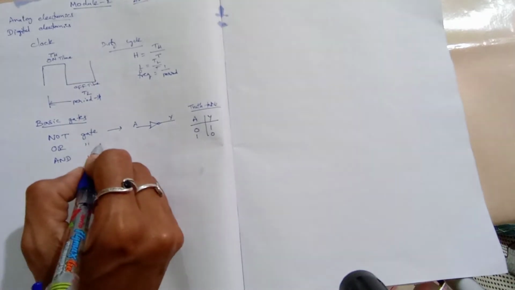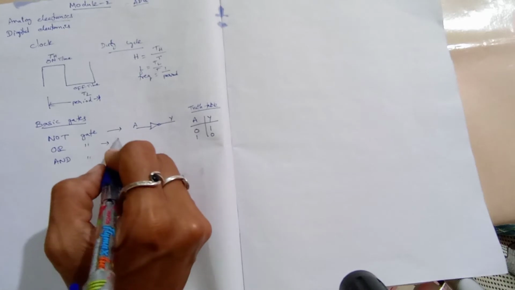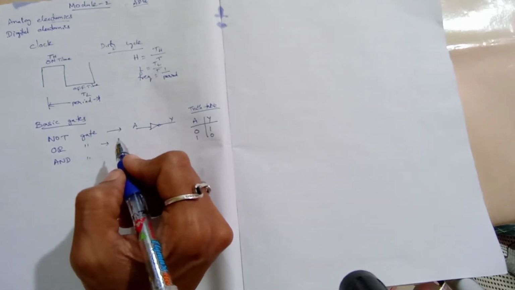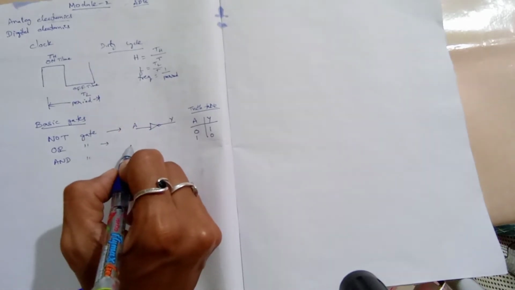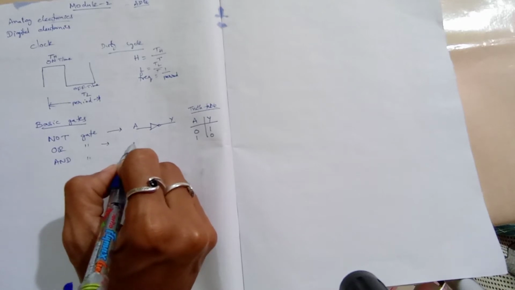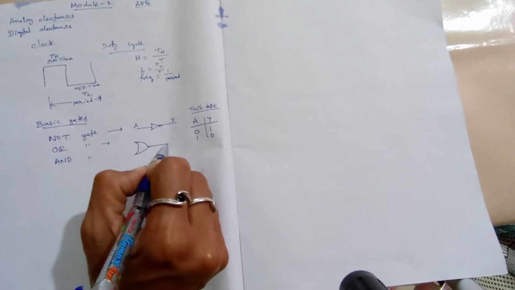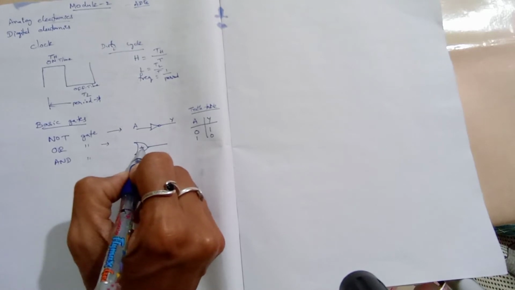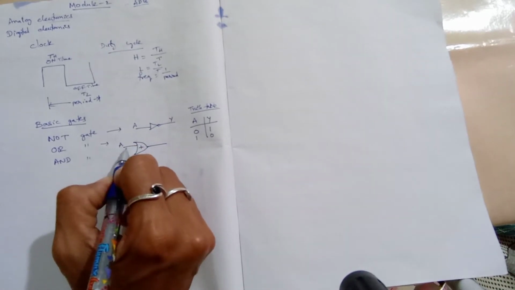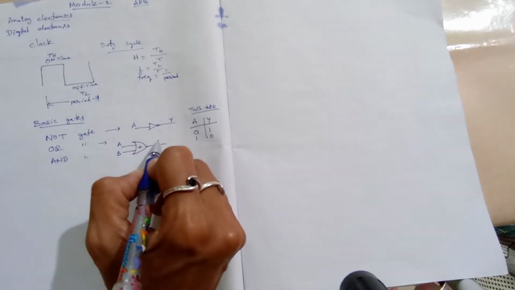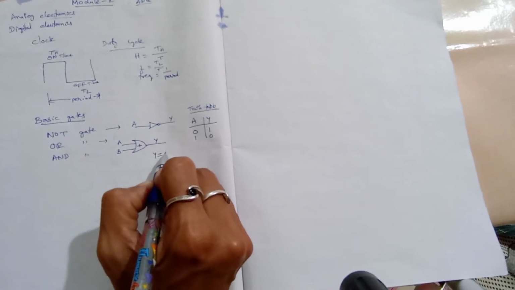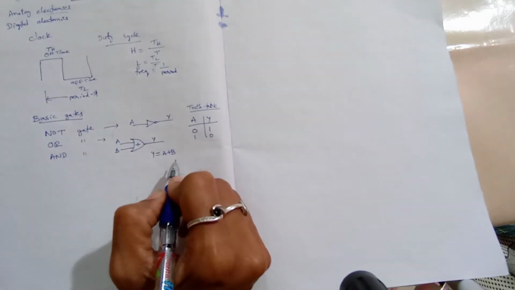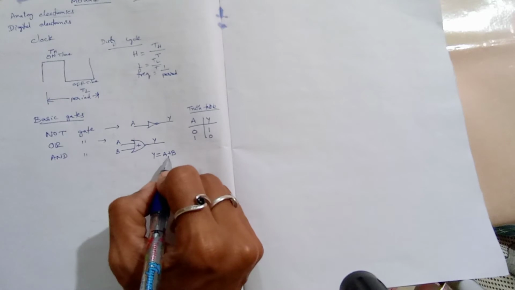Now coming to OR gate. A gate with 2 or more inputs but output will be only 1. It is high. This is represented with the OR gate logic diagram. This is the logic diagram and the symbol used is plus. And the two inputs A, B and the output is Y. So Y is represented as Y is equal to A plus B.